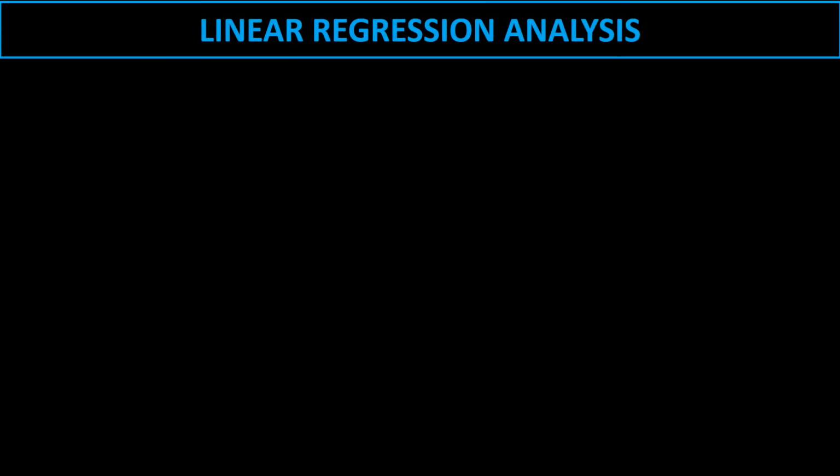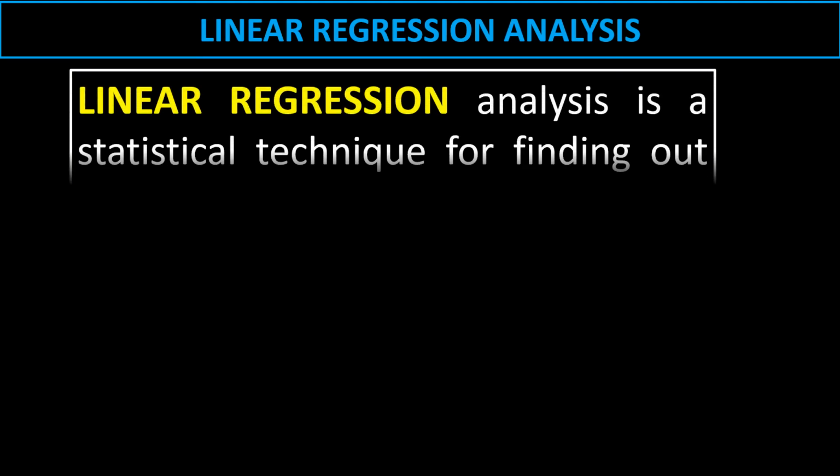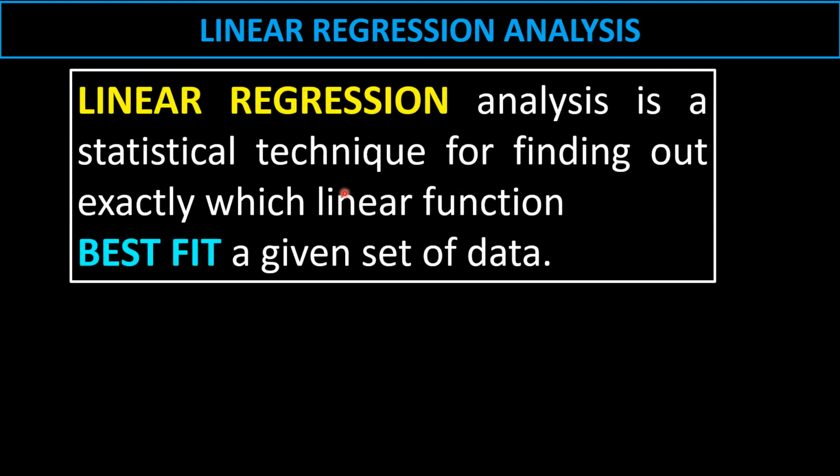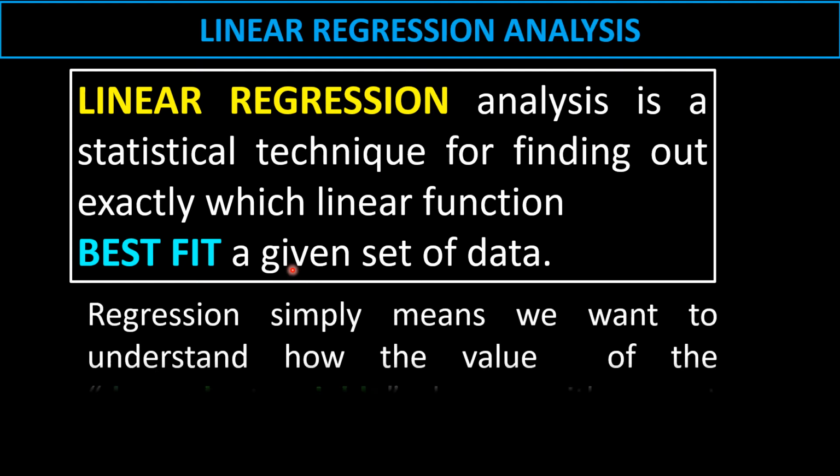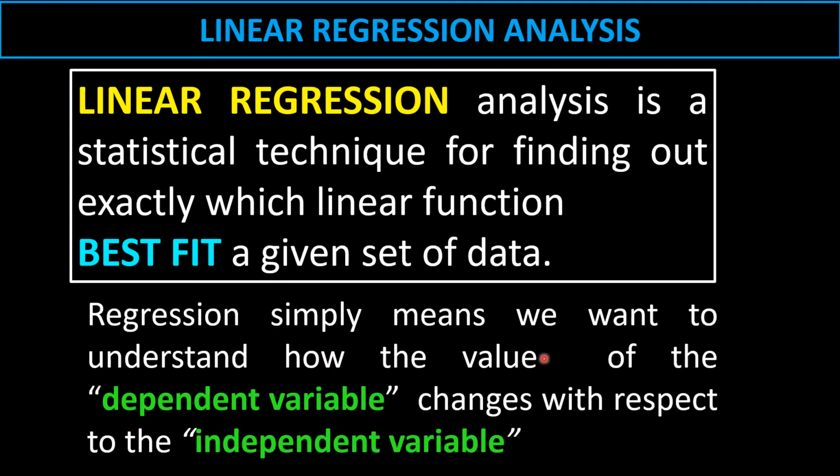Now, what do we mean when we talk about regression, and specifically linear regression? Linear regression is a statistical technique to find out exactly which linear function best fit or suits the set of given data. So if you have a given data, you want to find a linear function that would best fit that set of data. Okay. Now, regression also means that we want to understand how the value of the dependent variable change with respect to an independent variable. So we've got two things: a dependent variable and an independent variable.